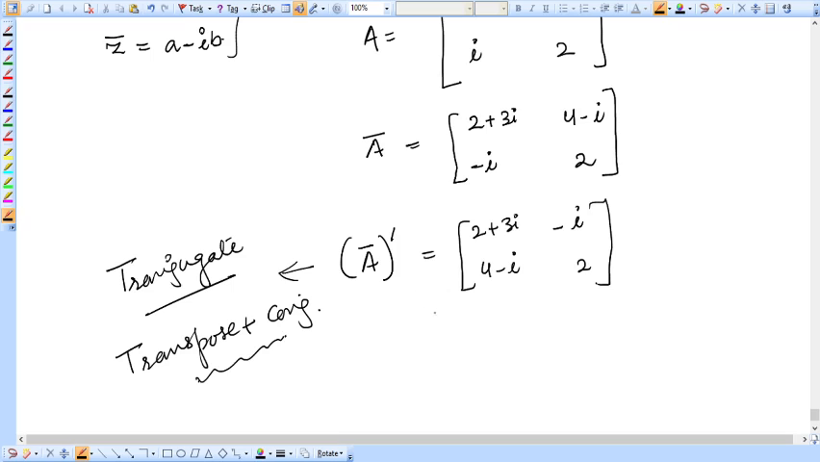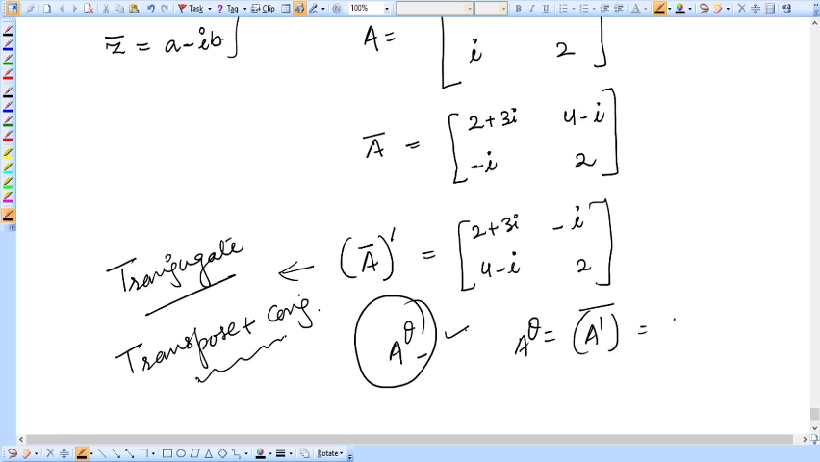It is denoted by A theta, that means A theta is equal to A transpose conjugate, or you can say A conjugate transpose. Both are equal, they can be interchanged.